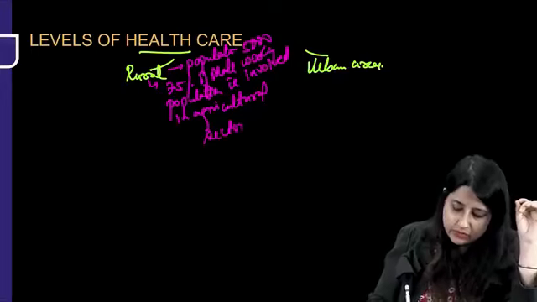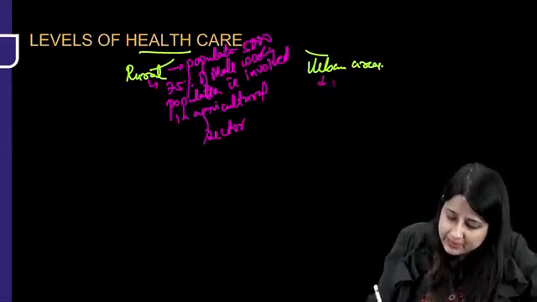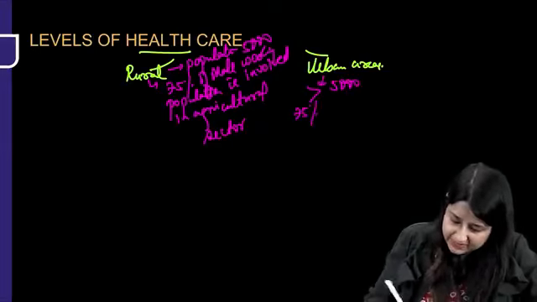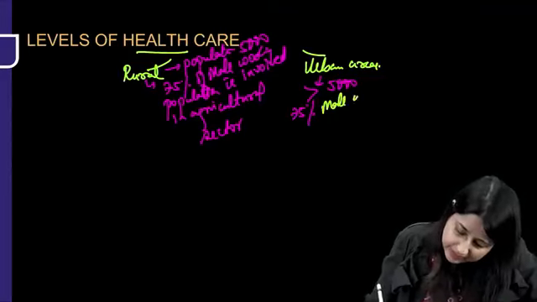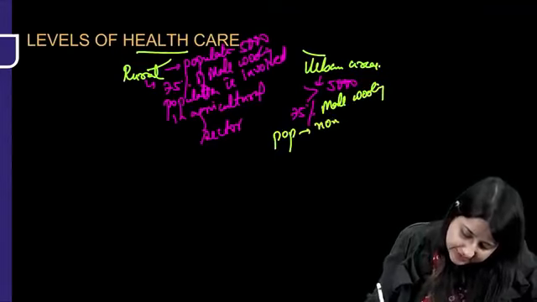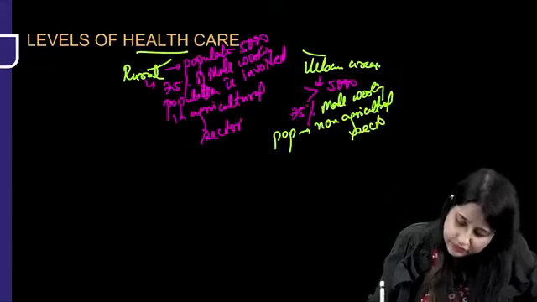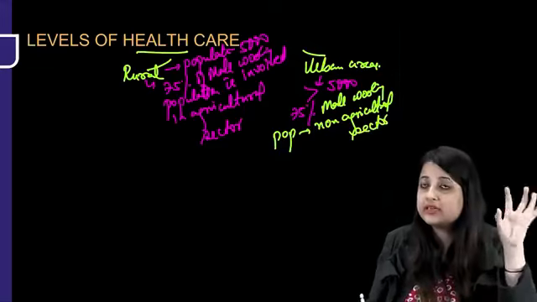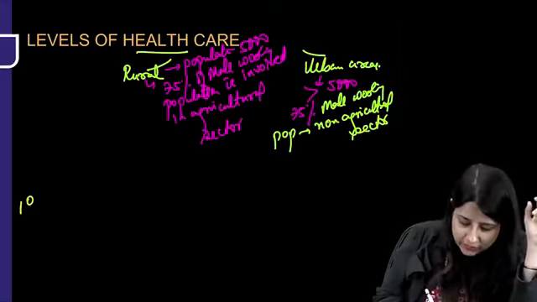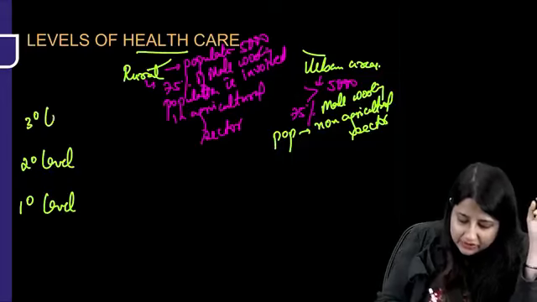Okay, and when you talk about urban areas, guys, remember population is more than 5,000 and 75% of male working population. Okay, male working population is involved in which sector? Non-agricultural sector. Okay, so now based on this, the levels of healthcare are separate for rural and urban areas. But of course, we have a primary level, we have a secondary level and a tertiary level.